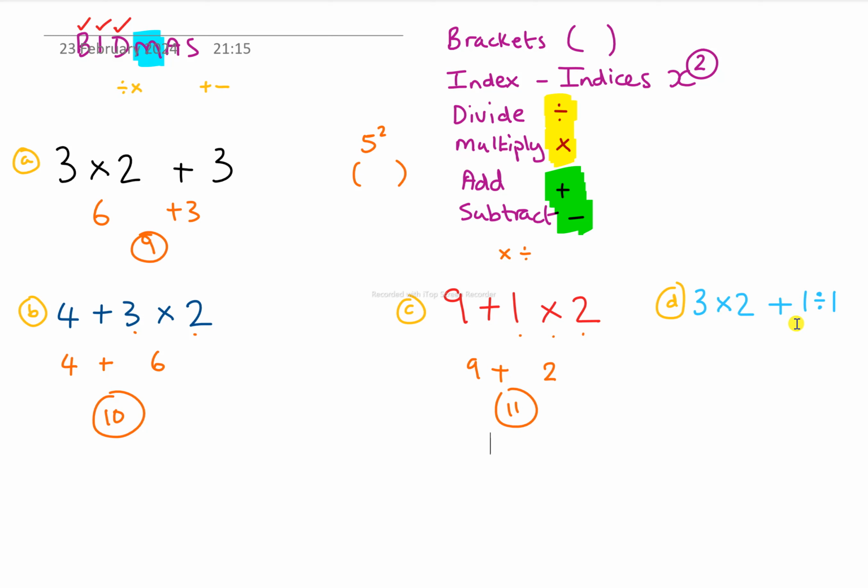Finally, I'm going to run along here. I've got to be careful now because I've got 3 operations, 1, 2, and 3. So I look for times and divide. I see a times here, and I see a divide here, so I have to do them first. So I do 3 times 2, which is 6, 1 divided by 1, which is 1, and then I've got this plus. So 6 plus 1 is 7.